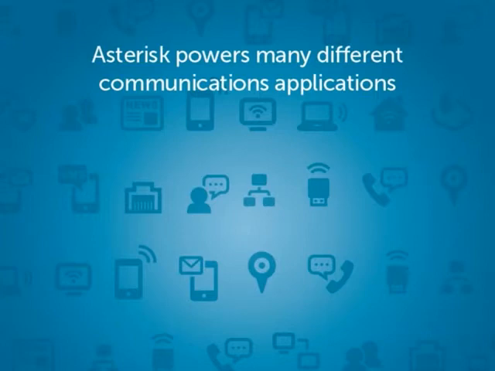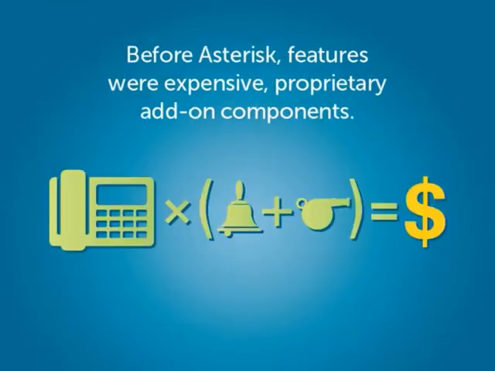Asterisk powers many different communications applications, with the most common being business phone systems. These range from embedded solutions built for the SOHO market all the way up to enterprise unified communication systems that handle thousands of simultaneous calls. Before Asterisk came along, a phone system was an expensive proprietary piece of equipment that generally did nothing more than switch calls between expensive proprietary phones. Features like automated attendant, voice messaging, call queuing, and interactive voice response were all expensive proprietary add-ons.